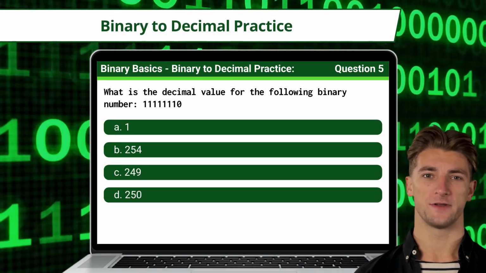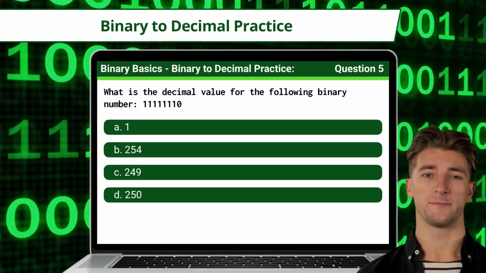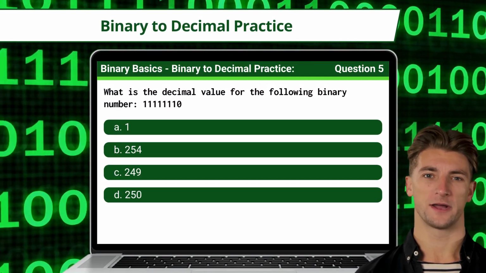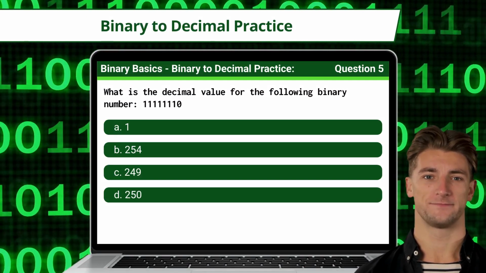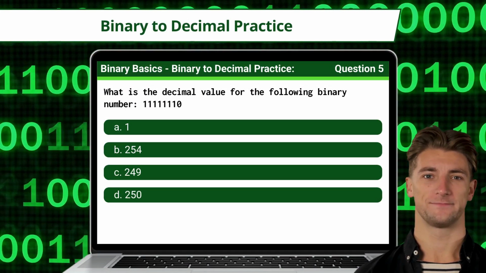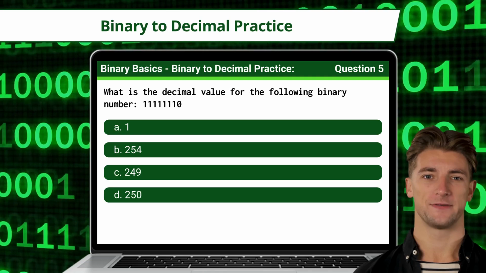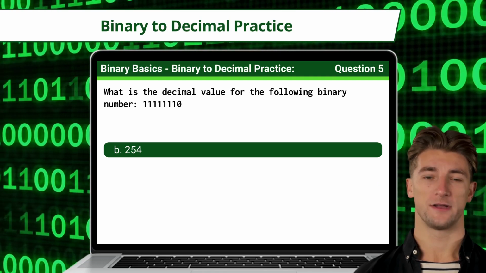Question 5. What is the decimal value for the following binary number? 1111, 1110. The answer is B, 254.